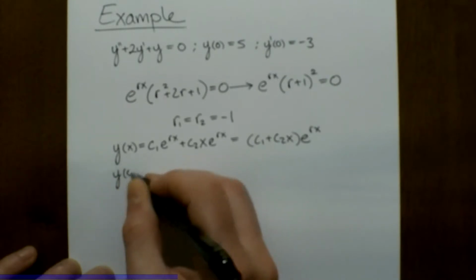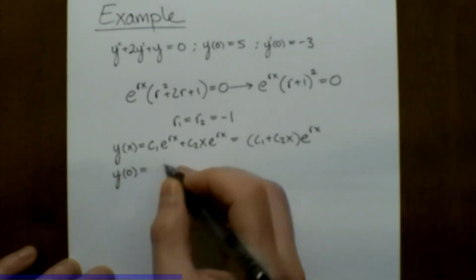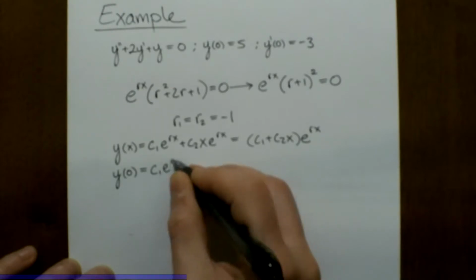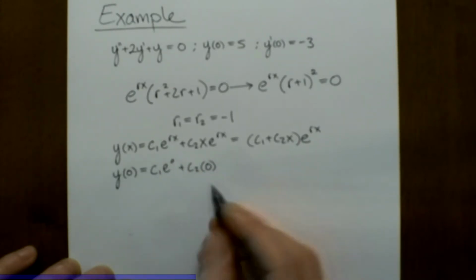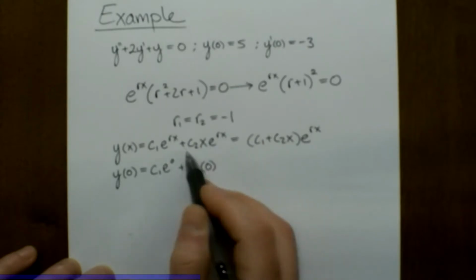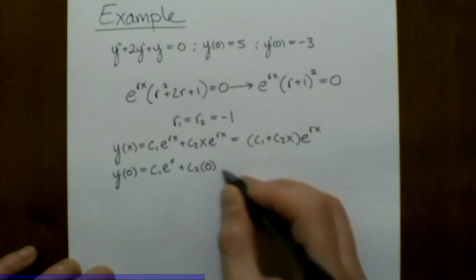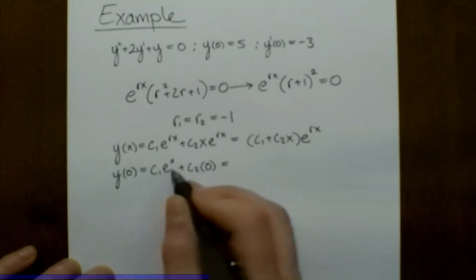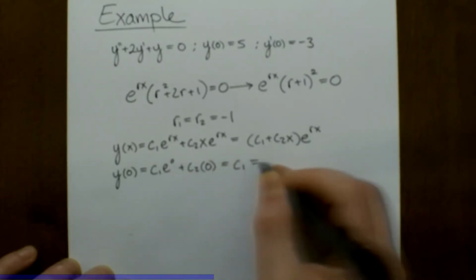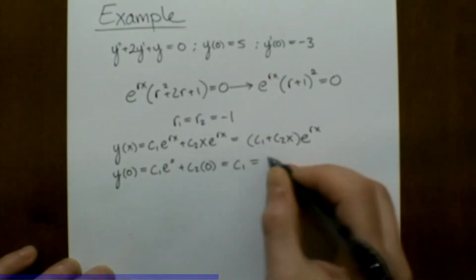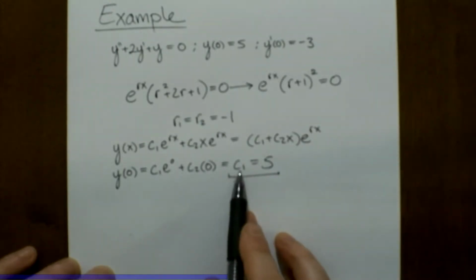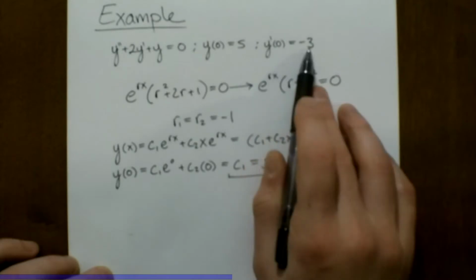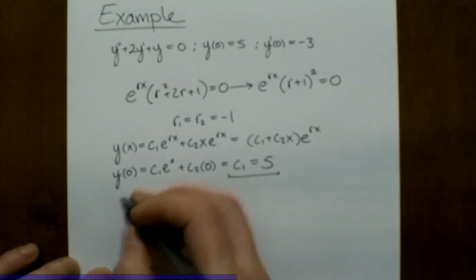It says that y of 0 is then c1 e to the 0 plus c2 times 0. So since this term is being multiplied by 0, we can just go ahead and call it 0. So we're left with c1 times 1, or c1, and we have set this equal to 5. So already we have arrived at a solution for c1. So now we'll need to use the second initial condition to find what c2 must be.